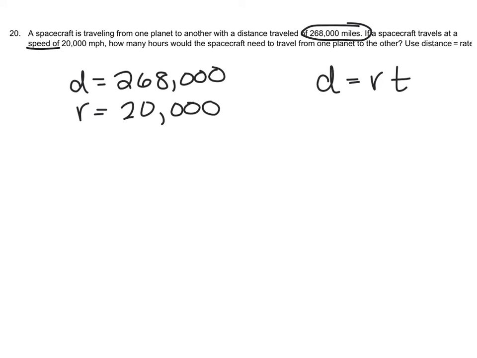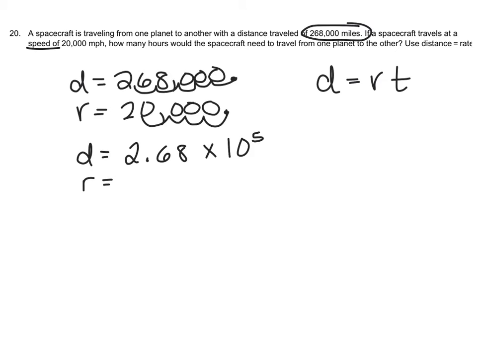So I'm going to convert D to scientific notation. So I'll locate the decimal, which is here, and then I'll move the decimal 1, 2, 3, 4, 5 places to the left. That gives me a number of 2.68 times 10 to the 5th power. I'll do the same thing with R. I'll locate the decimal and move the point 1, 2, 3, 4 places to the left. This tells me that my number is 2 times 10 to the 4th power.